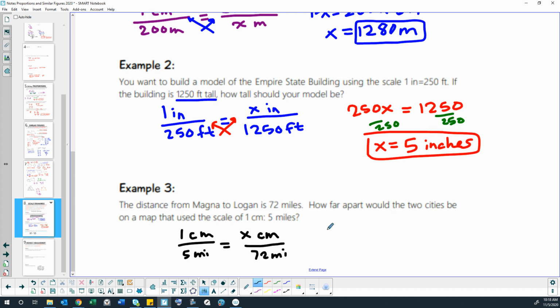Okay, so now we can cross multiply. We get 5x equals 72. Divide 72 by 5, which is going to give us a decimal answer, which is fine. So that means that our map is going to have a distance of 14.4 centimeters between the two cities.